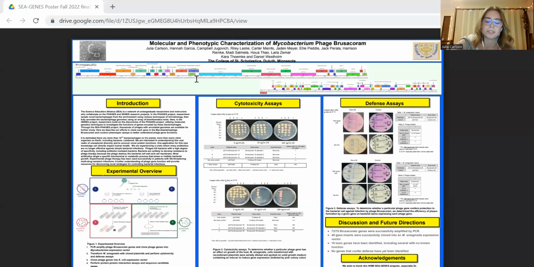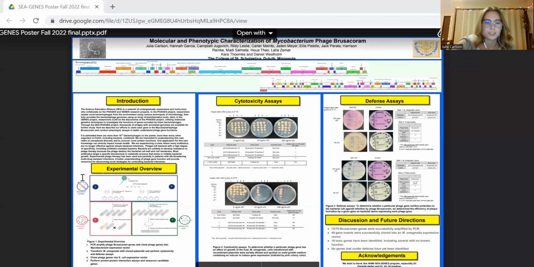Shortly thereafter, we completed an isothermal assembly reaction to construct a plasmid from backbone DNA with the inserted Brusacoram genes and generate viable gene clones. With the successful results from the isothermal assembly, we then moved on to doing transformation of bacteria. Using M. smegmatis, we introduced the cloned Brusacoram genes to the bacterial cells and generated large amounts of plasmid DNA, which were plated and used to perform the cytotoxicity as well as defense assays. That is as far as we got in the lab in regards to testing and running protocols.